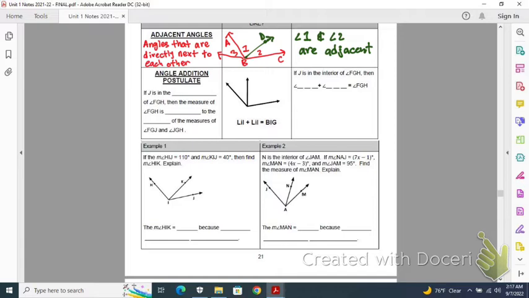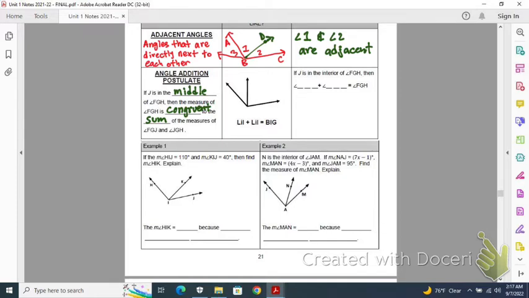Okay, angle addition postulate. This is like the segment addition postulate, except we're adding angles instead of adding lines. If J is in the middle of FGH, then the measure of FGH is congruent to the sum of the measures of FGJ and JGH. So let's go ahead and label our diagram.